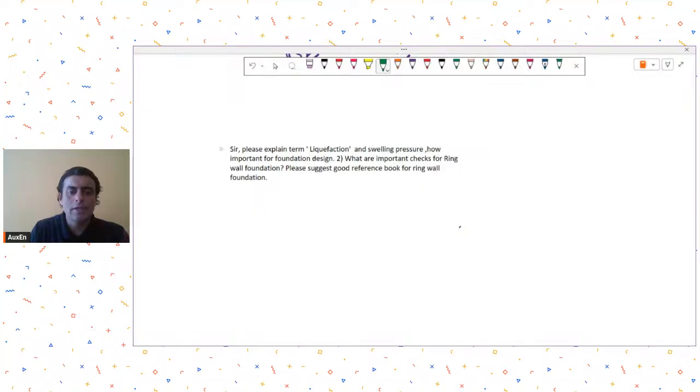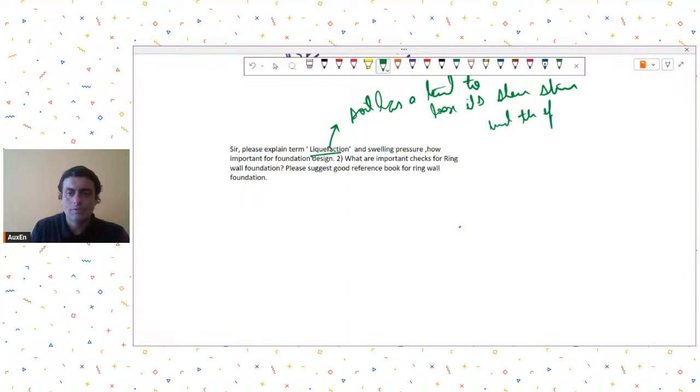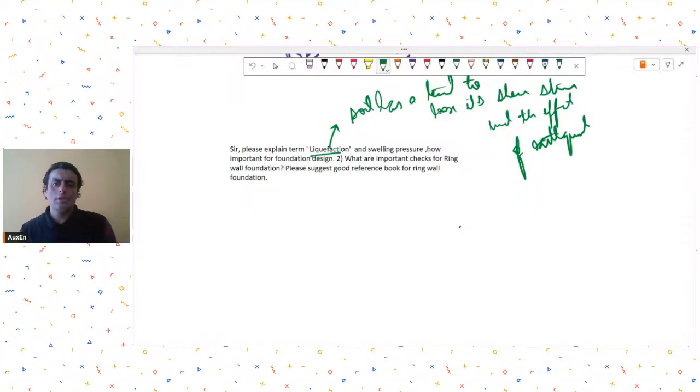See, liquefaction means whether your soil has a tendency to liquefy, or lose its shear strength, under the effect of seismic loads or under the effect of an earthquake. So does your soil have a tendency to lose its shear strength under the effect of an earthquake? That is what is called liquefaction.